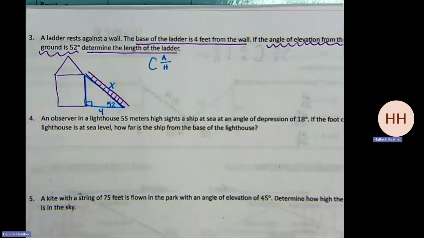So take a second, set up your proportion. Cosine of 52 degrees equals, and you need your fraction. Adjacent divided by hypotenuse.